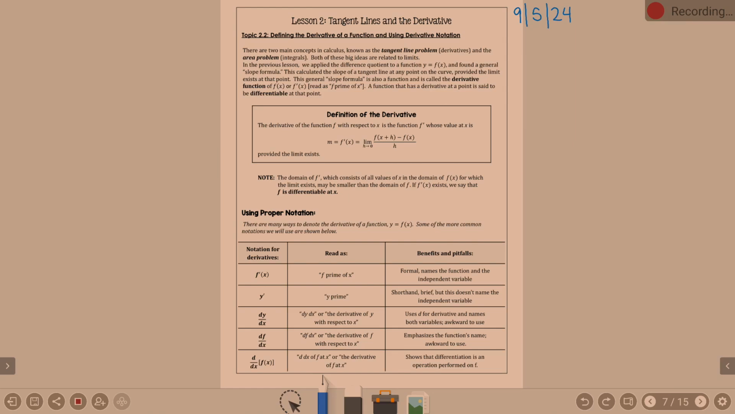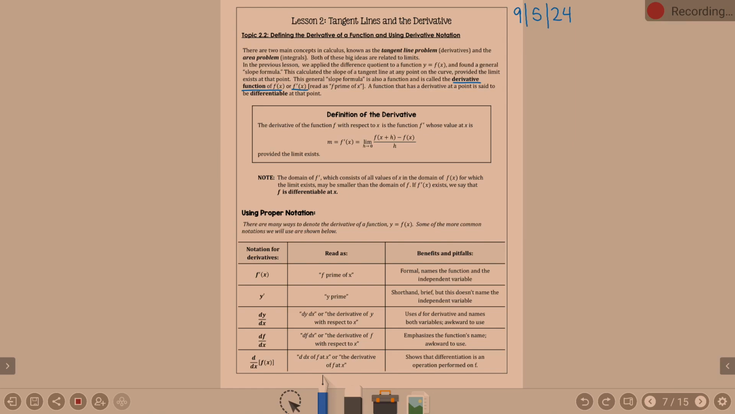In the previous lesson, we applied the difference quotient to a function and found a general slope formula. This calculated the slope of a tangent line at any point on the curve, provided the limit exists at that point. The general slope formula is also a function. It is called the derivative function. Now, it's the derivative of f of x, most commonly read f prime of x.